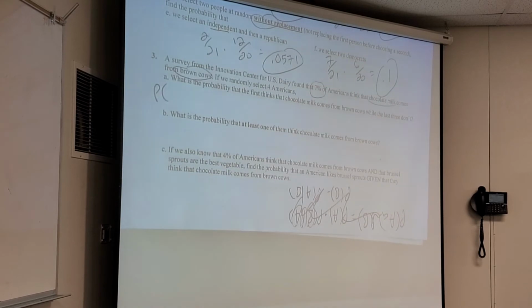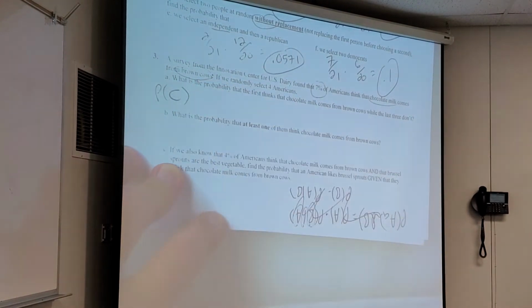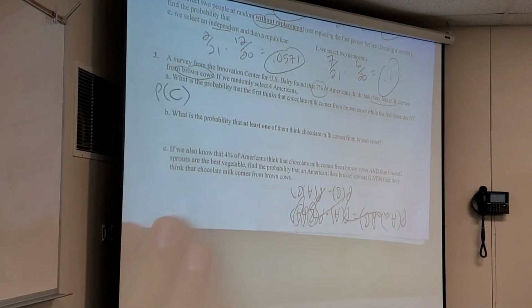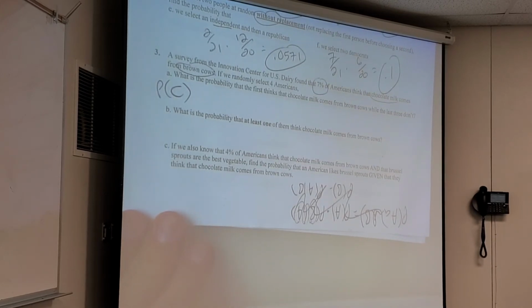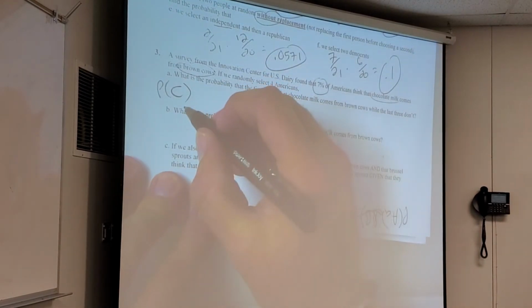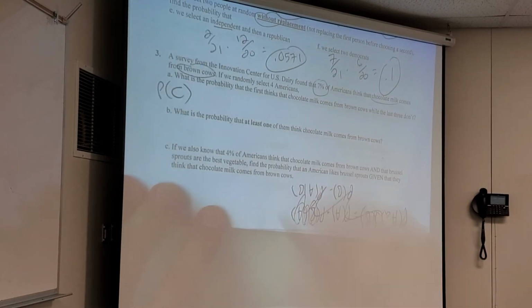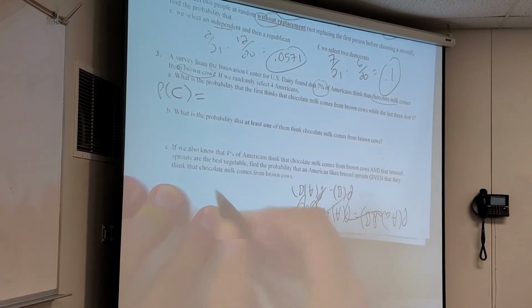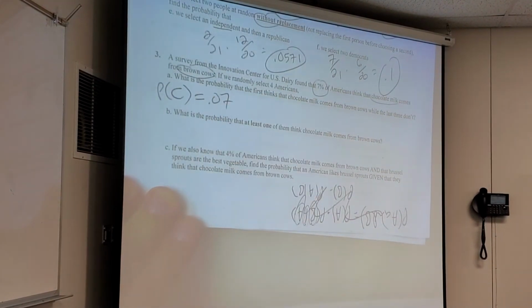So let's say C, because the next thing I'm going to do is Brussels sprouts, if you guys see later. You could use D for dumb or something, right? Or deficient, or I for ignorant. But C, let's use that for chocolate milk comes from brown cows. You guys with me? So what value does that have? 7%, so 0.07. I like it.